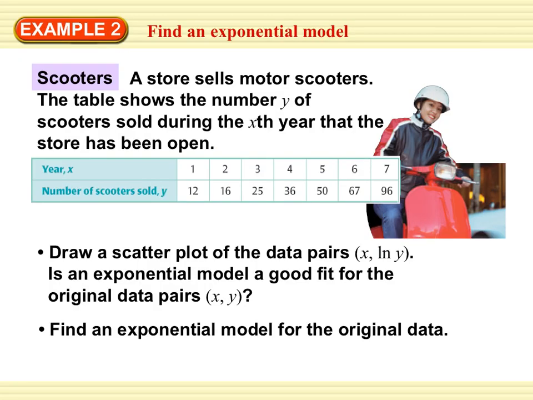All right, a store sells motor scooters. The table shows the number y of scooters sold during the xth year that the store has been open. So I've got x, y values. Draw a scatter plot of the data pairs x, log y, natural log y. Is an exponential model a good fit for the original data pairs x, y? Find an exponential model for the original data.